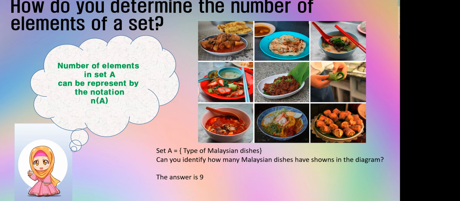So how do we represent my answer? I will write it this way. Hence, n of set A is equal to 9. Before you answer the question, you can list out all the elements in the set so that the number of the elements in the set can be determined. Which means if you cannot determine the elements, you won't be able to determine the number of the elements included.